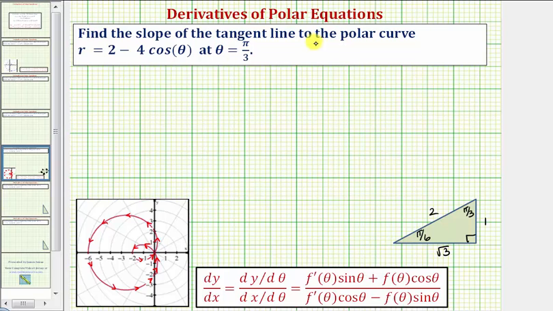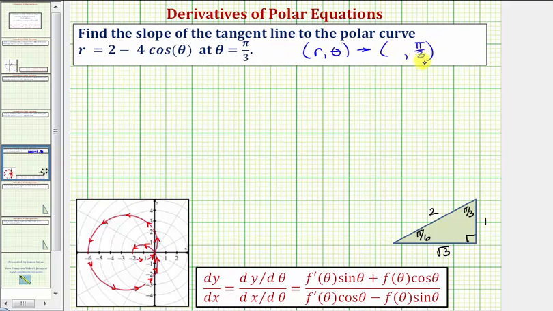We want to find the slope of the tangent line to the polar curve r equals 2 minus 4 cosine theta at theta equals pi over 3 radians. Let's begin by determining the point of tangency, and because we have a polar curve, we know the points are going to be in the form of (r, theta), or in our case, theta is equal to pi over 3.